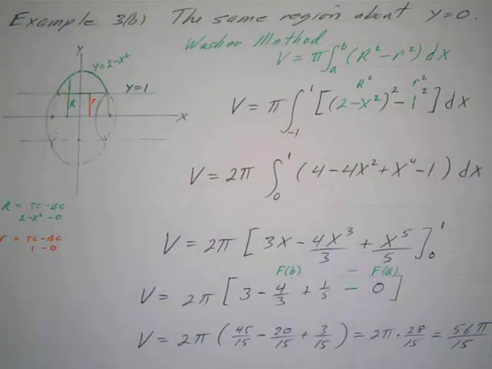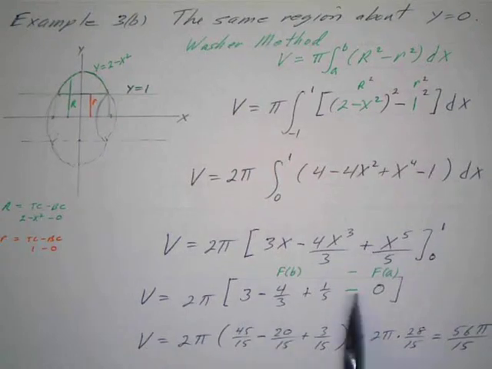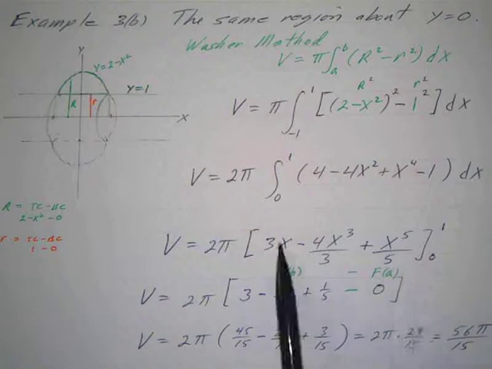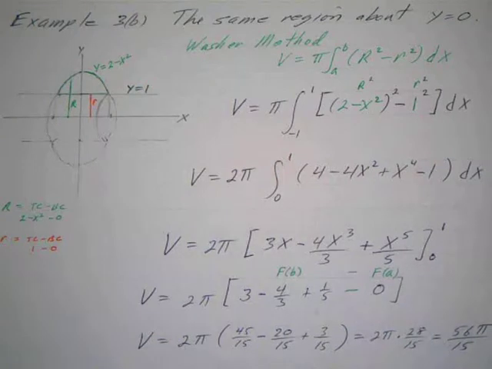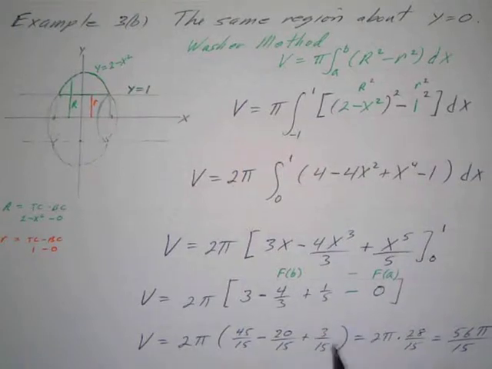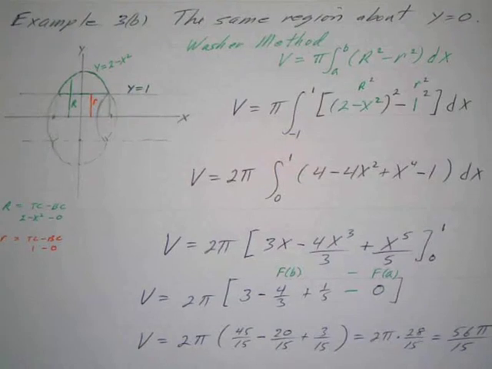And then again, we'll make these all fractions with denominators of 15, so I can add them. And again, like I said, the f of a, the second part, is 0. That's nice. Okay, so I've got 45 over 15, 20 over 15, 3 over 15. And that's 25 plus 3, 28 over 15, times 2 pi, and that ends up being 56 pi over 15. So again, we can leave it in terms of pi. Don't need a calculator. Okay, so that's a good example of the washer method. I hope that helps.